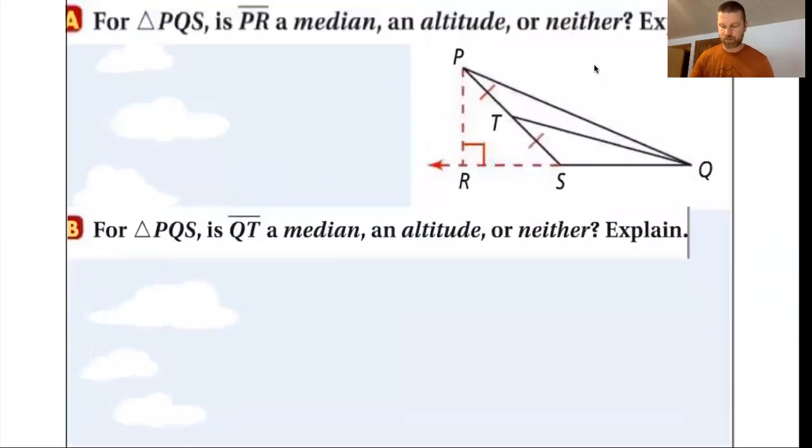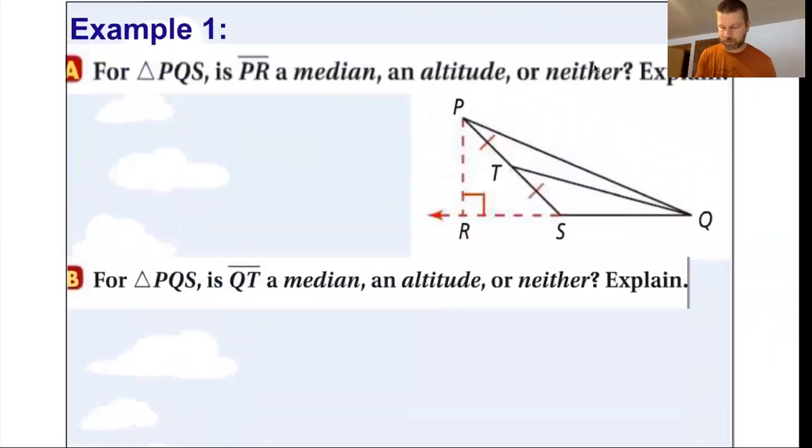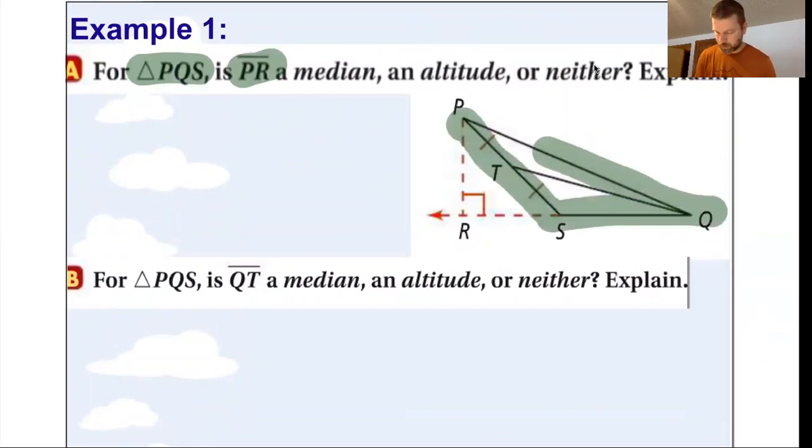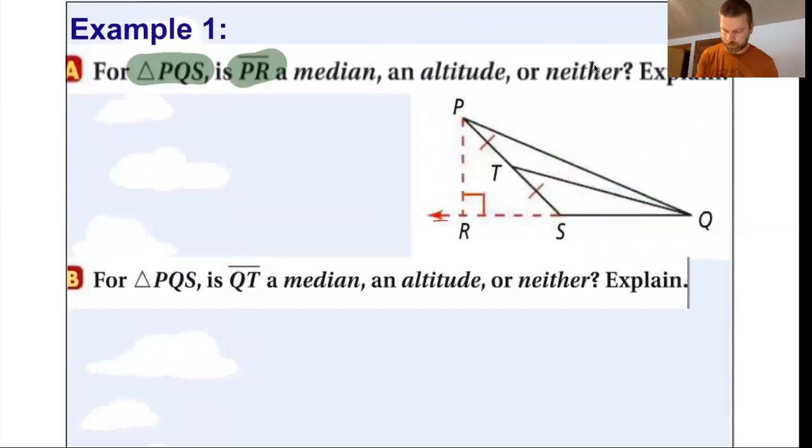Right, those are the things we're going to just work on. So we're going to do a couple of examples. This one says, for triangle PQS, is PR a median, altitude, or neither? All right, well, here's PQS. PR is right there. That's connecting a vertex. It's going down to the opposite side, and it's 90 to the opposite side. That is one of the ones we learned today. That is an altitude. All right, let's look at the next one.